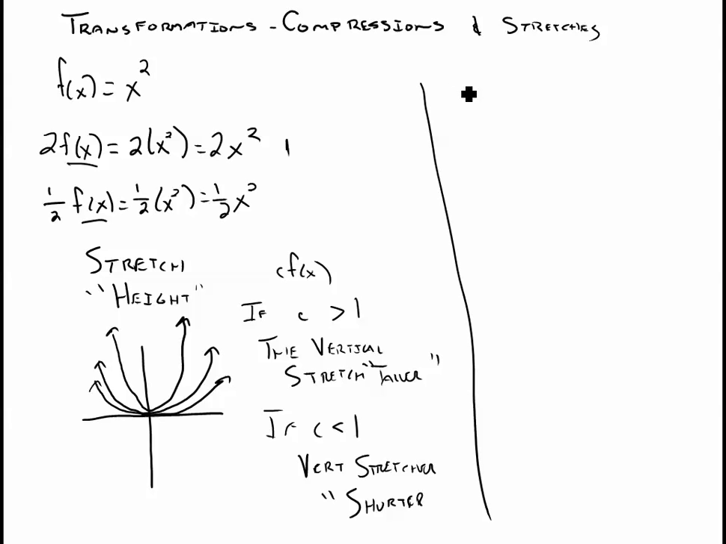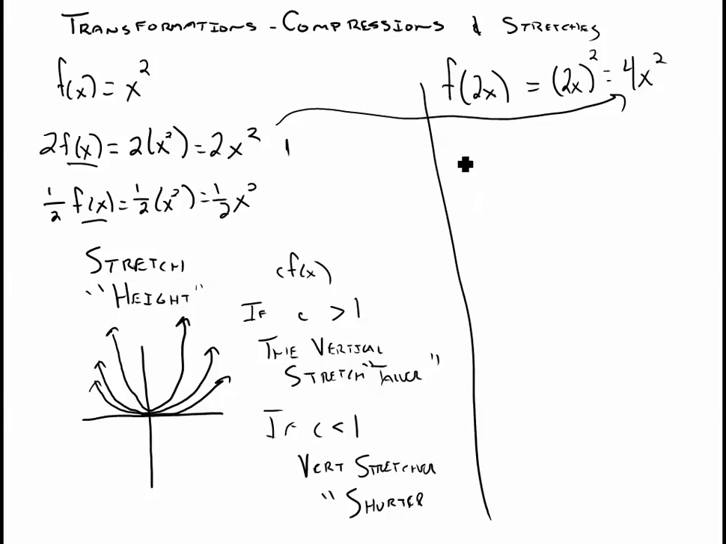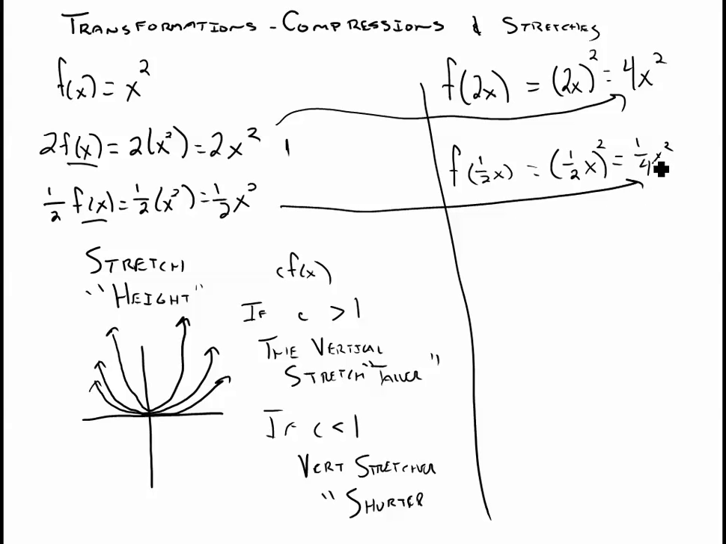Now, in a different sense, if we were to double the inputs, notice that our resultant expression is different. So although graphically it may look the same, we have to understand it's doing something different. Or if we were to halve the inputs, we end up with something slightly different.